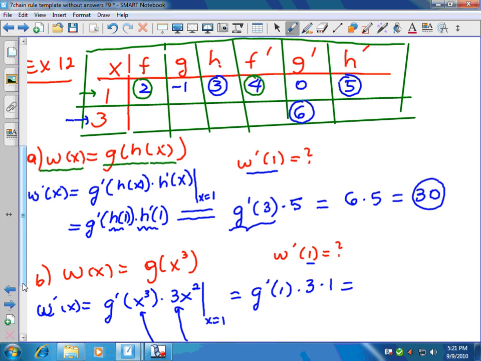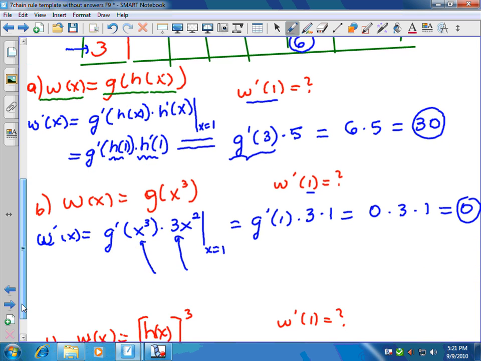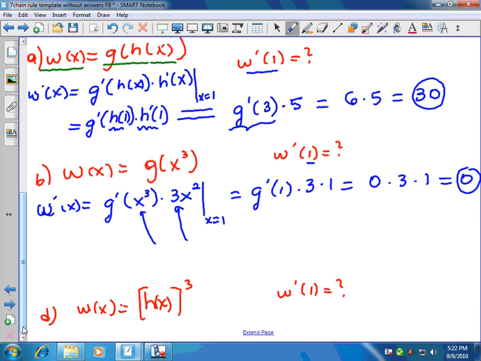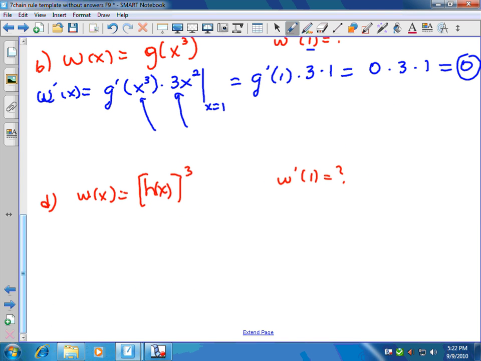And g prime of 1 is 0, right? So I have 0 times 3 times 1. That gives me a final answer of 0. And here is the last one for you. If the function is defined as h of x to the third power, how do you find the derivative of this function? Again, please try it and then come back.